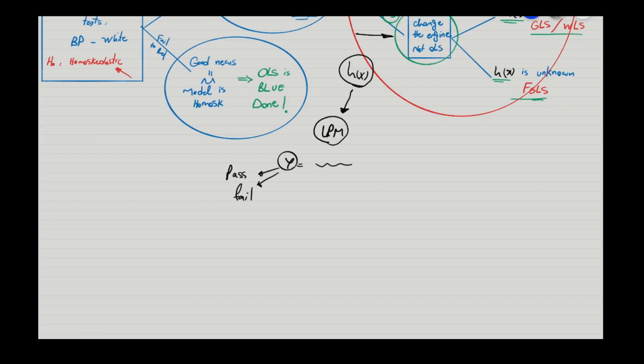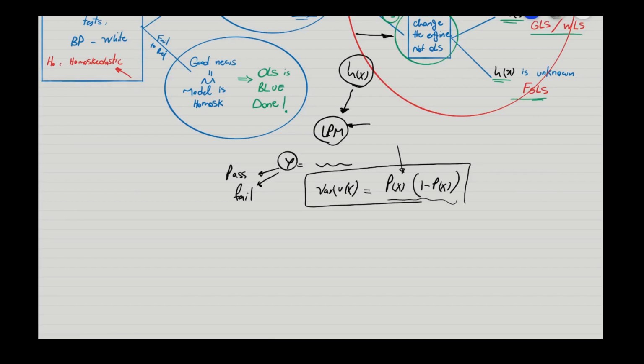We talked about one of the caveats of LPM in the previous class, and we said the variance of u given x, by construction, is going to be p(x) multiplied by 1 minus p(x), where p(x) was the probability of success. Because this is a Bernoulli function, and the variance for Bernoulli is p(x) multiplied by 1 minus p(x). So we know for a fact that the variance of u given x in the linear probability model is a function of x. So it is heteroskedastic by nature, and we have to do something about it. That's the bad news. The good news is that we know the exact form of heteroskedasticity. I know exactly what this function is.